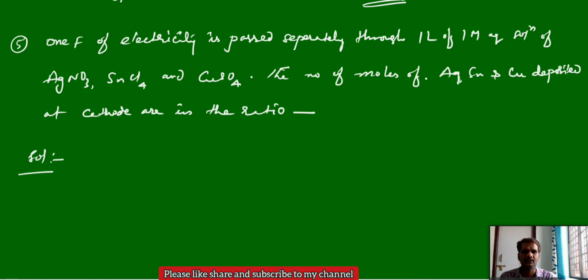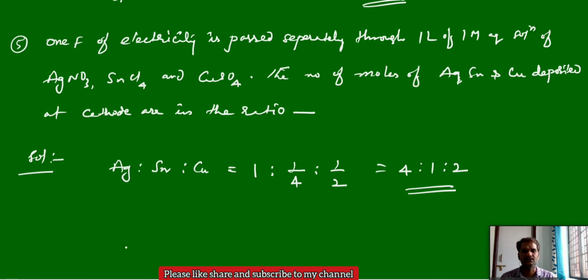When you pass 1 Faraday through the silver nitrate solution, let us take the ratio of silver, tin and copper. 1 Faraday is equal to 1 mole of silver, just now we have discussed. In case of tin, the oxidation state is +4, it requires 4 Faradays, but we are passing only 1 Faraday. So you will get 1 by 4th mole only. In case of copper, if you pass 1 Faraday, you will get 1 by 2 mole. So that will give 1:1/4:1/2. So in this ratio, you will get it.